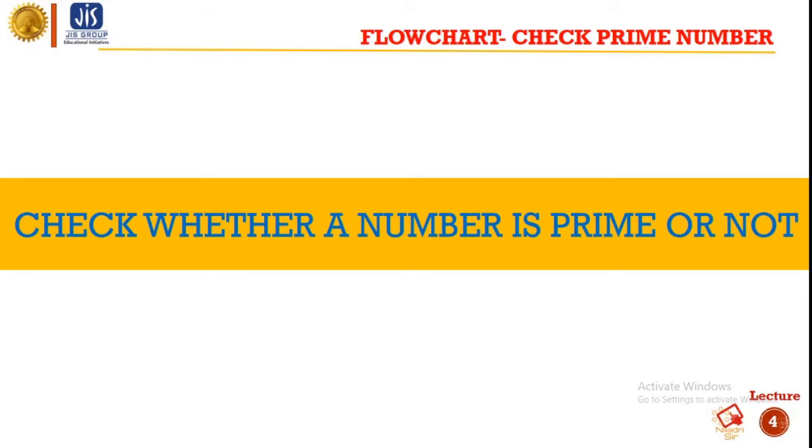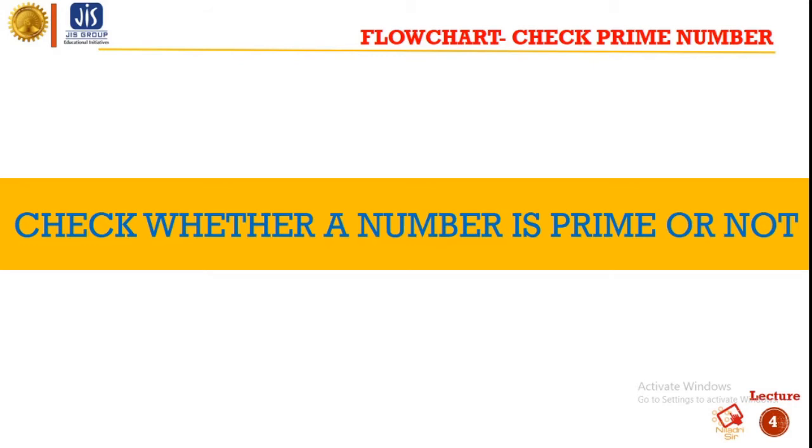Okay, so let's do another one. So now we'll do another flowchart. In this flowchart, we will check whether a number is prime or not. So the concept behind it is, if a number is divisible by one or that number only, then we can say that the number is prime. Otherwise, it is not a prime number.